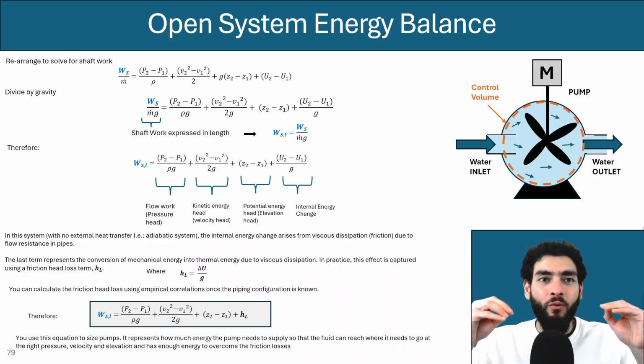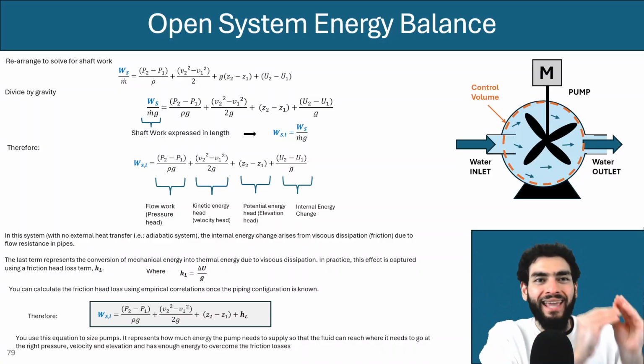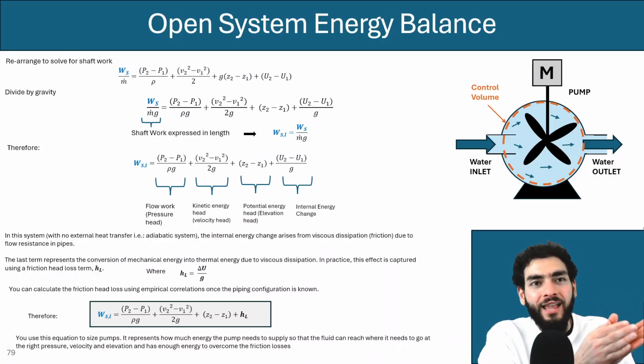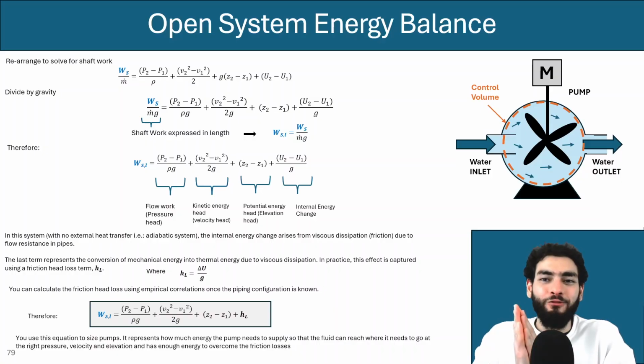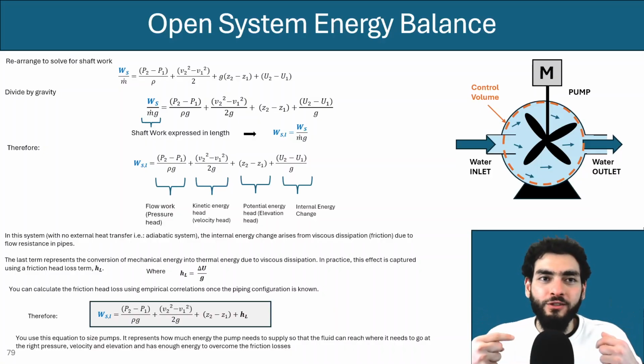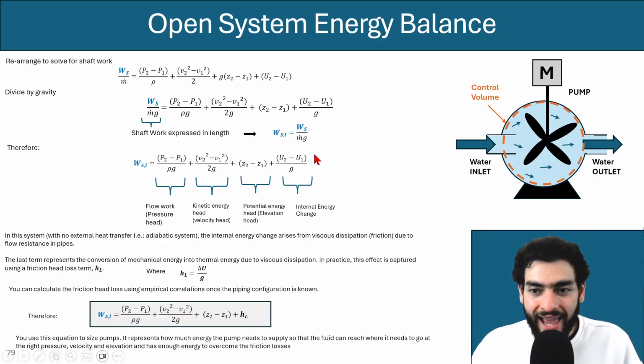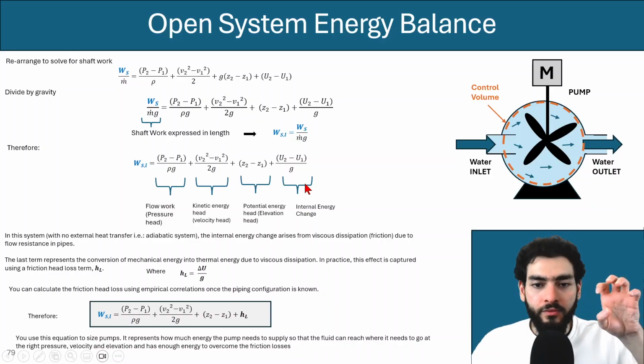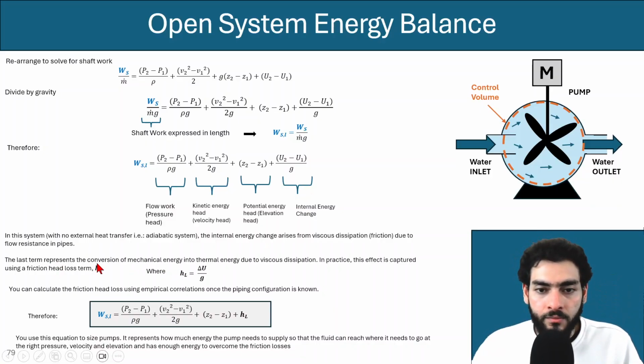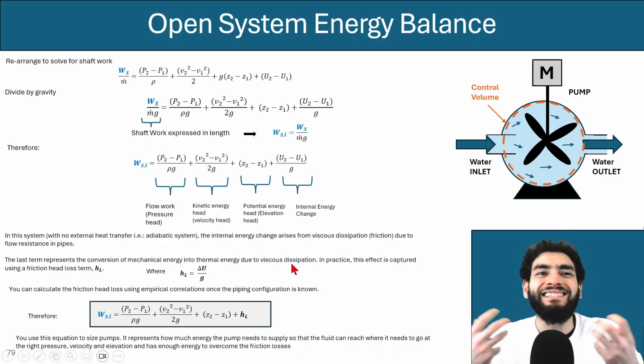And so now what happens is you just have a conversion of the mechanical energy, which is the useful energy that you need to push the fluid inside of pipes, now being converted to friction, which is heat essentially that will be absorbed by the fluid. And so the temperature of the fluid will rise, and that is what this internal energy change is capturing. So the last term represents the conversion of mechanical energy into thermal energy due to the phenomena of viscous dissipation.